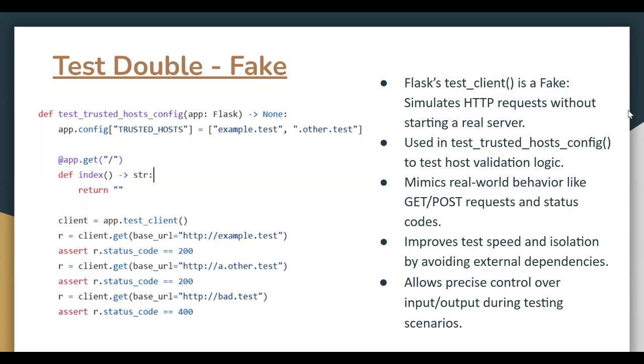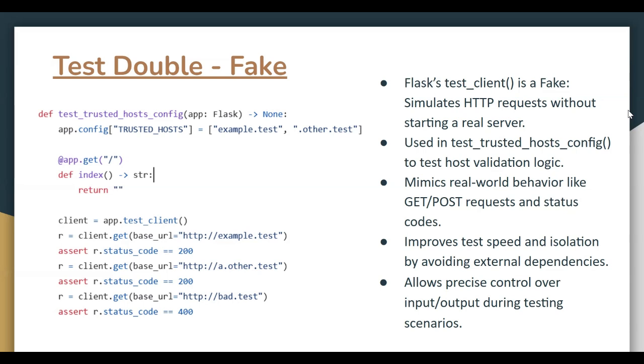One of the clearest uses of this pattern can be found in the function test_trusted_host_config. Here is a screenshot of the code. In this test, we see the use of the app.test_client method. This is where the fake test double comes into play. The test_client method returns a fake client object that simulates HTTP requests to the Flask app. It's not a real browser or an HTTP client, it's a simplified version that mimics the behavior of a real-world request and response cycle. This fake client allows us to make GET and POST requests, and test the responses without spinning up a live server or making real network calls.